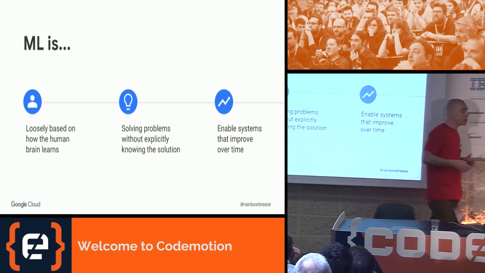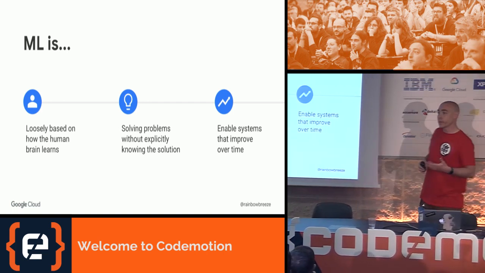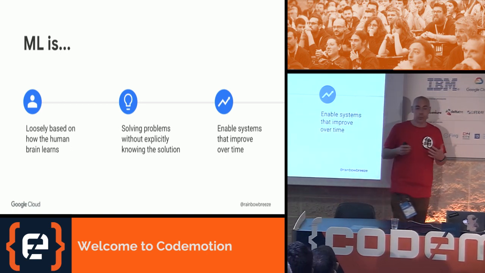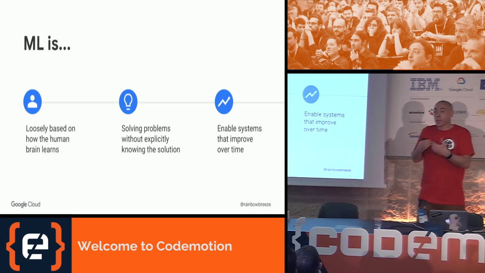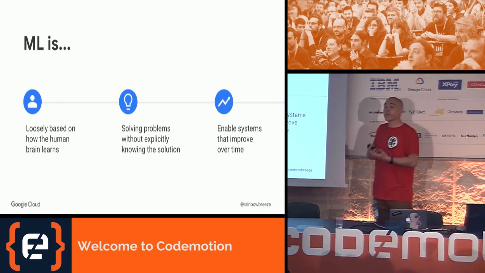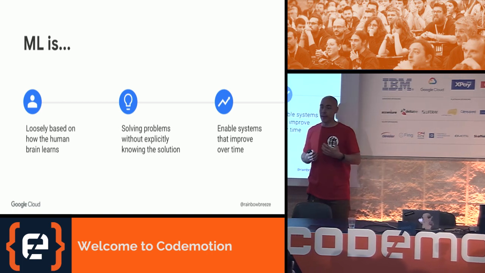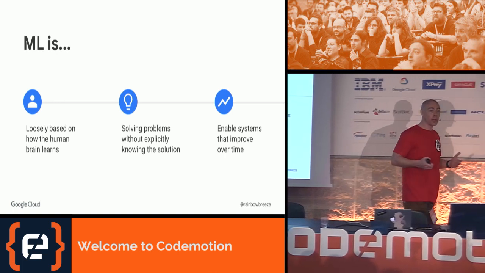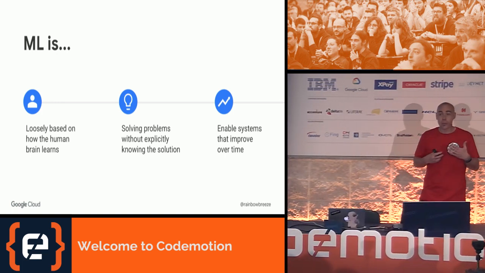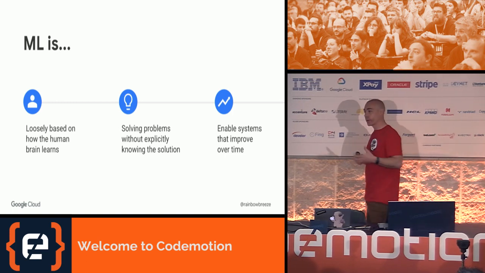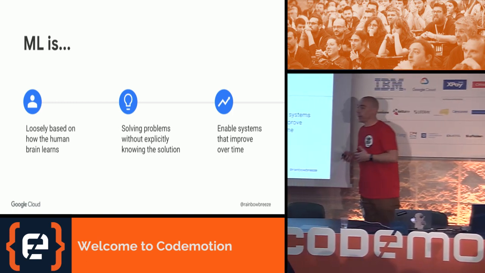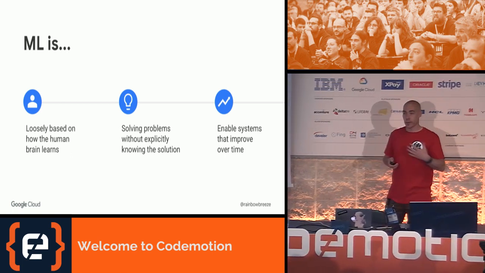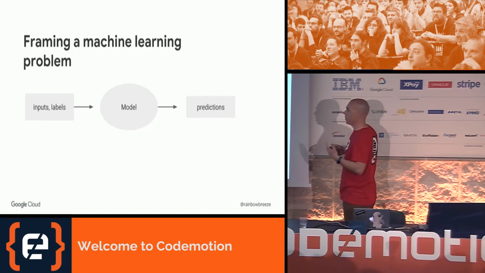We can say that machine learning is loosely based on the model of how human brains learn. It's something that tries to solve problems without knowing the specific solution. When we write a piece of code, we have the solution in mind. We write the code, and of course, we hope everything works as expected. With machine learning, we as humans don't need to figure out the solution before working on the problem. And of course, machine learning enables systems that improve over time. So those are 3 important characteristics of any machine learning model and algorithm.